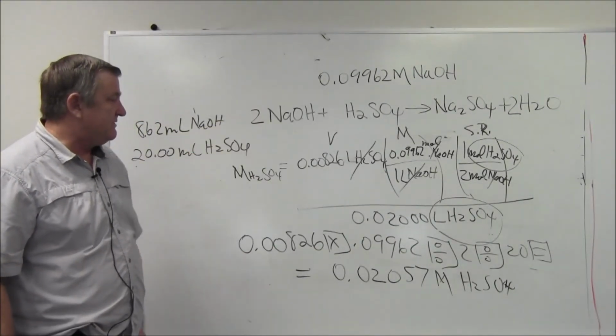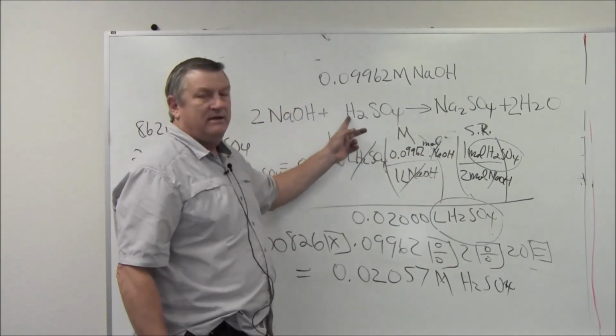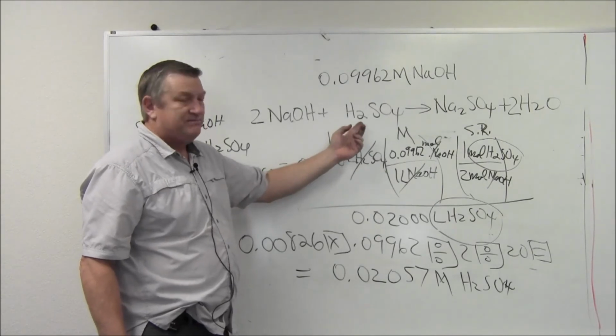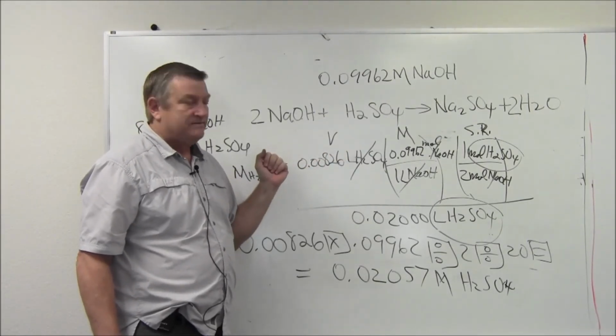Same logic, same equation, but here it's 1 to 2 because our balanced equation takes 2 moles of this per 1 mole of this, because this is a diprotic acid. We have to neutralize both of these protons, moles of protons.